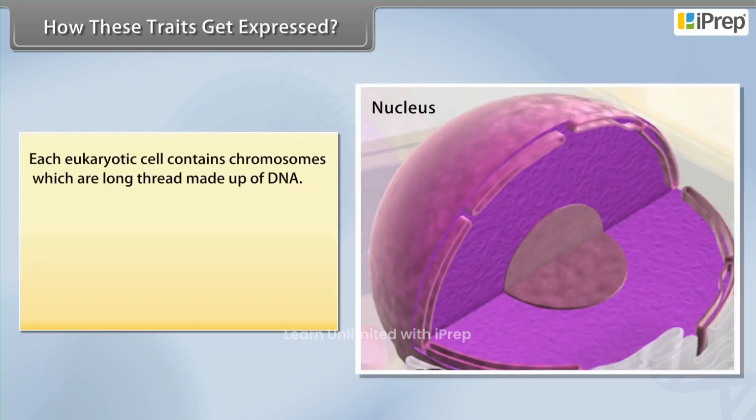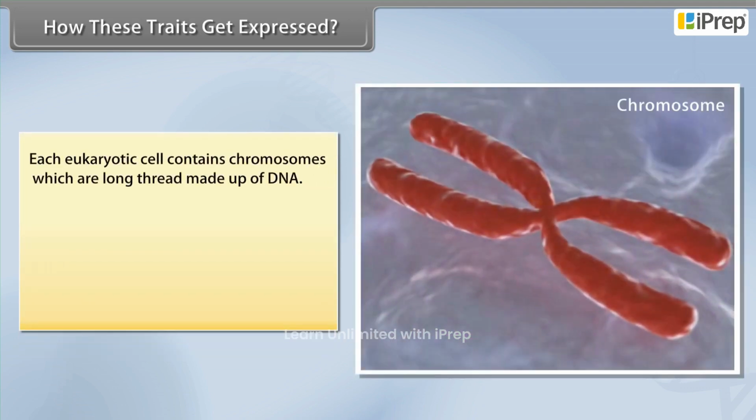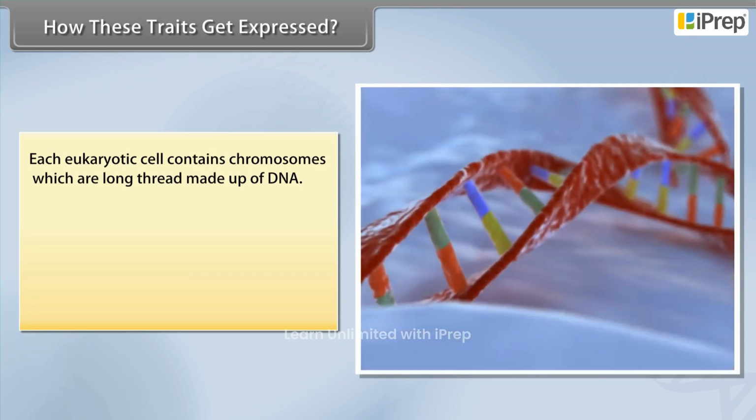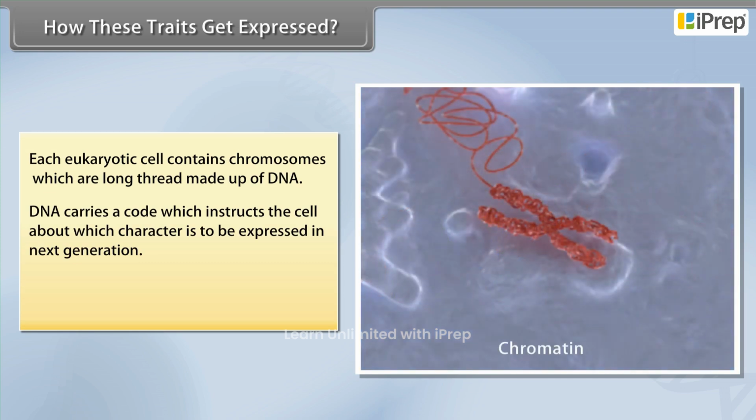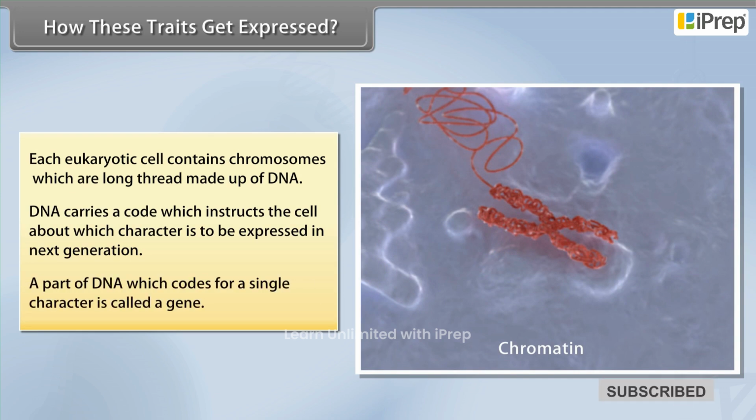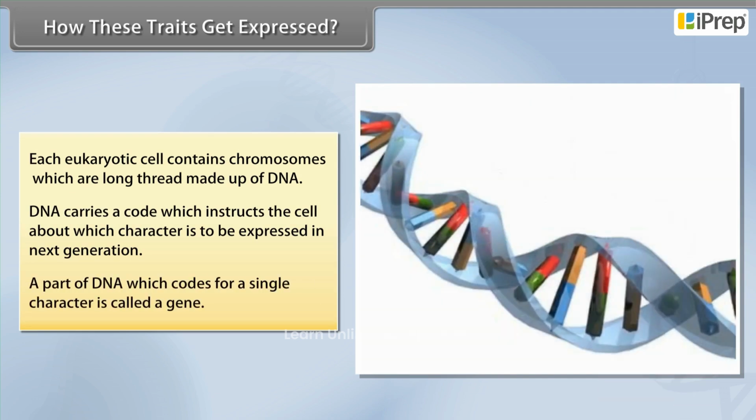Each eukaryotic cell contains chromosomes, which are long threads made up of DNA. DNA carries a code which instructs the cell about which character is to be expressed in the next generation. A part of DNA which codes for a single character is called a gene.